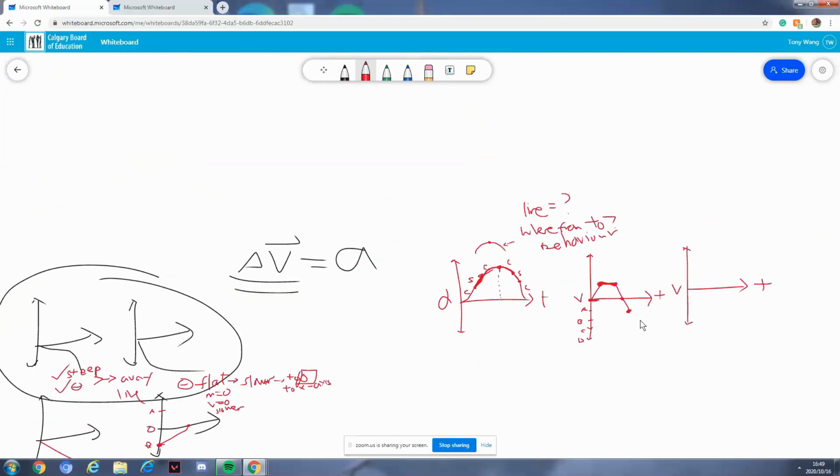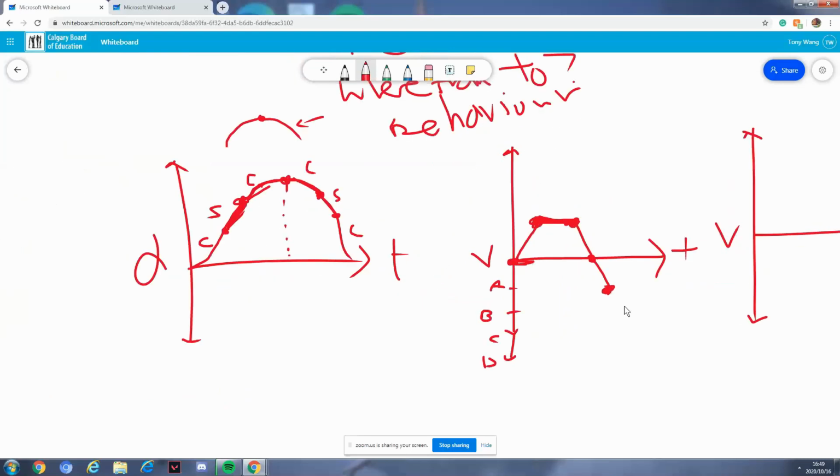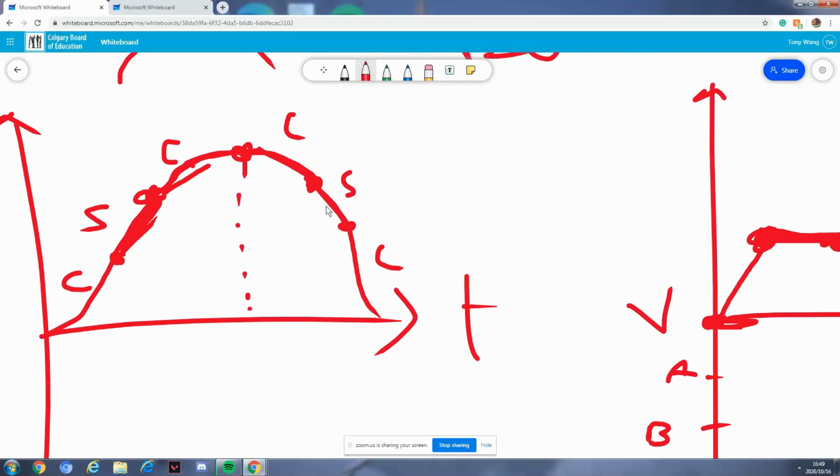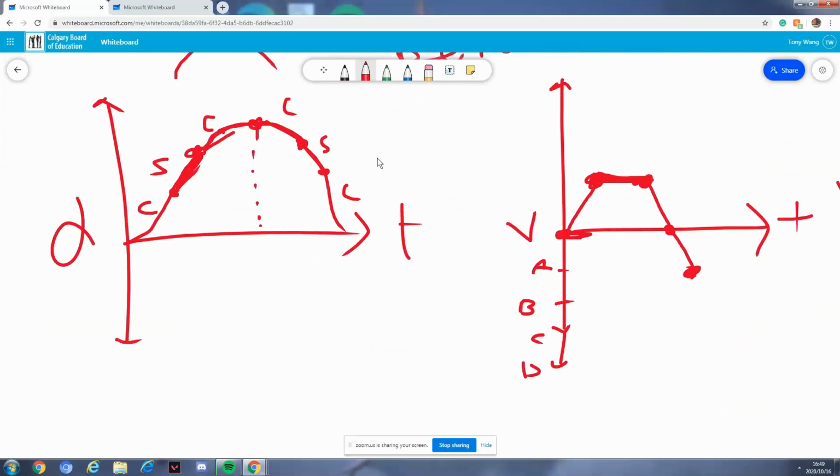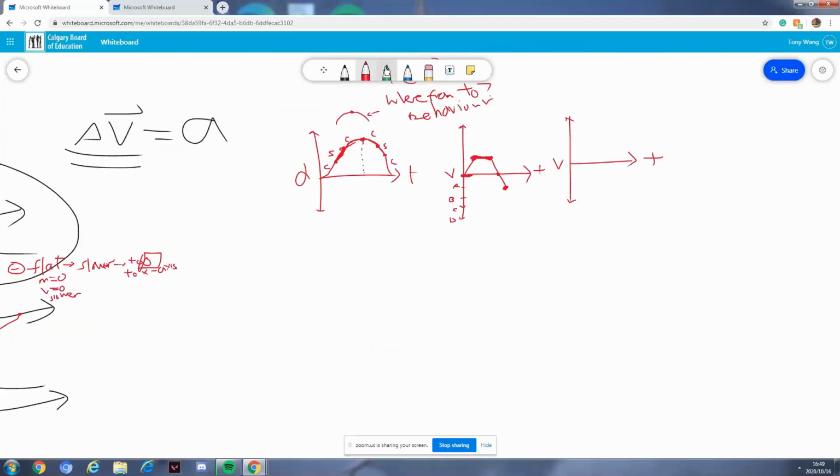Because the speed is decreasing. Wait, no. Okay, maybe you don't understand why. So let's just continue on. I'll explain why. What about this part? What would happen to this part? What line would it produce and where would it be?